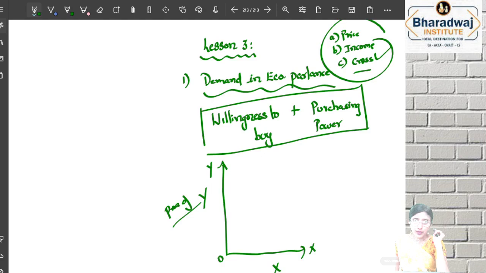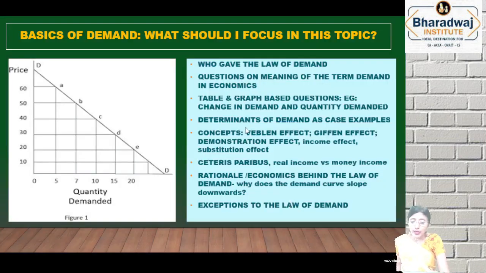Am I clear? Whole of the demand analysis, we have seen three types of demand for your information. Are you clear? Yes, you got this point? Yeah. This little cue I want to give.